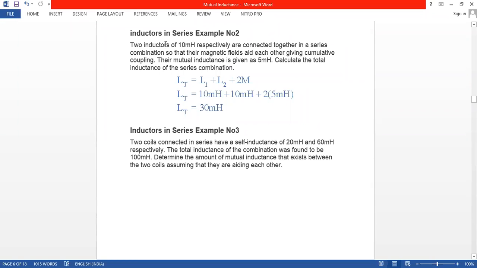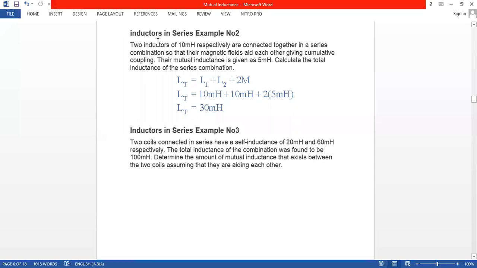Two inductors of 10 millihenries respectively are connected together. Series opposing means what is the formula? Anyone tell me. Magnetic fields opposing means L1 plus L2 minus 2M. Series aiding or adding means what? Magnetic fields are entering. Another name for leaving is series opposing, and another name for entering is series aiding or adding.